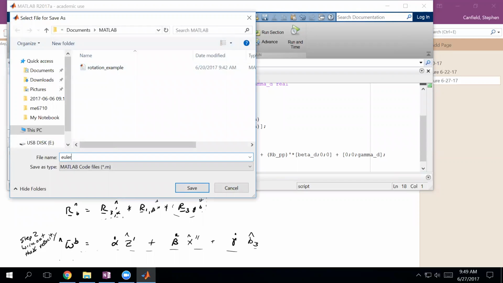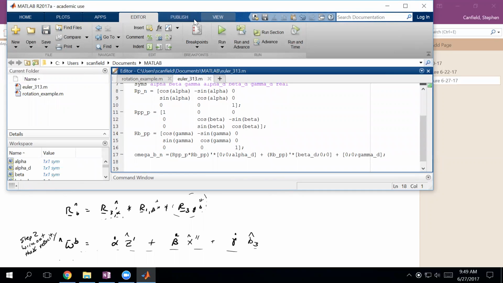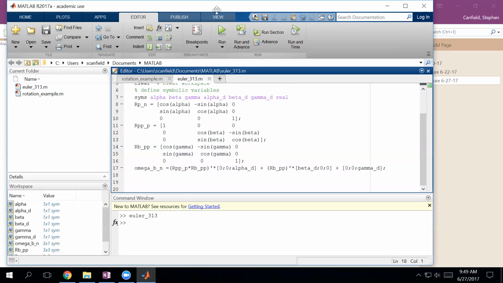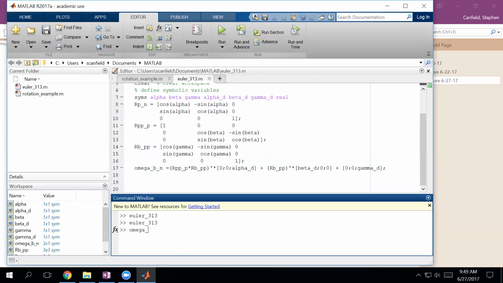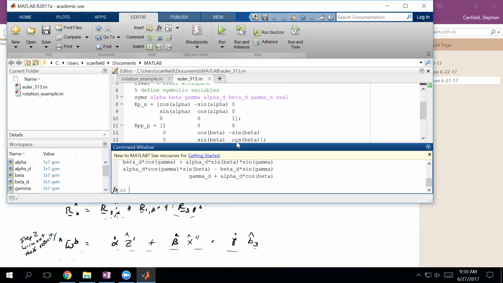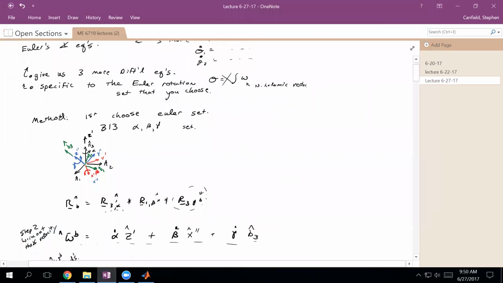I call it an Euler 313. That was fast. I'm going to run it one more time. That was really fast. Didn't expect it to be that fast. And nothing printed to the screen, so I'm going to print out to the screen my omega b to n and see what I get. Oops. And I get these terms. Let's compare that with what we got in class.